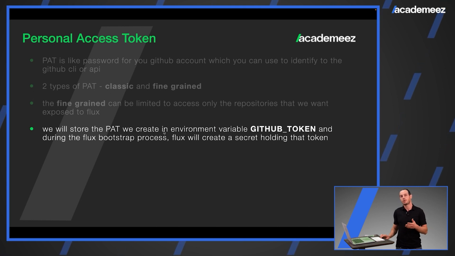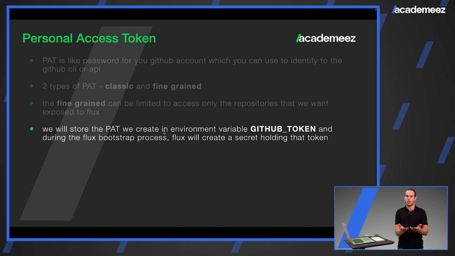And when we create that personal access token, we need to give Flux that token. The way we do it is by setting an environment variable called GITHUB_TOKEN. And then during the Flux bootstrap command, Flux will grab that environment variable, and then Flux will create a secret in your Kubernetes cluster that holds that token. This way, Flux will have access to that token whenever it needs to read content on the repository.